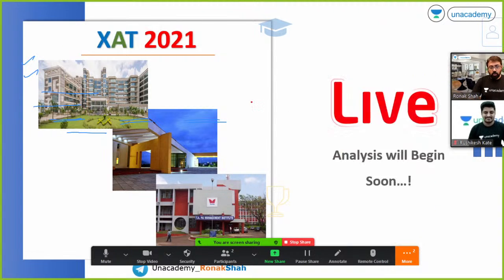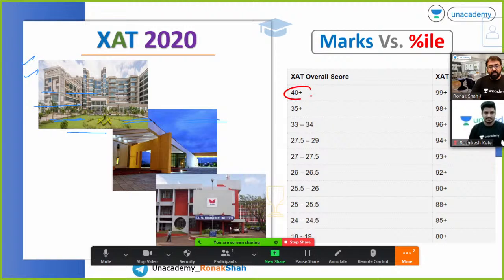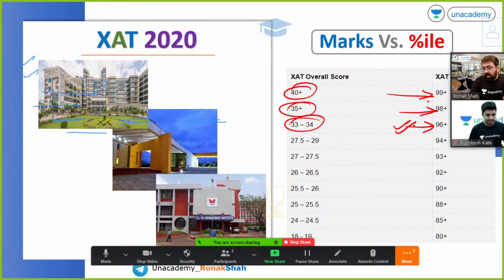Top 10 colleges now, if I talk about marks versus percentile last year: at 40 plus score, students got about 99 plus percentile. At 35 score, they got 98 plus percentile. At 33 to 34, I think 96 was the percentile. And this is what you require to get a call from XLRI. So I think it's not that difficult. Rishikesh, what do you feel? Okay, Harsh is saying 44 is what he has attempted. Fine.